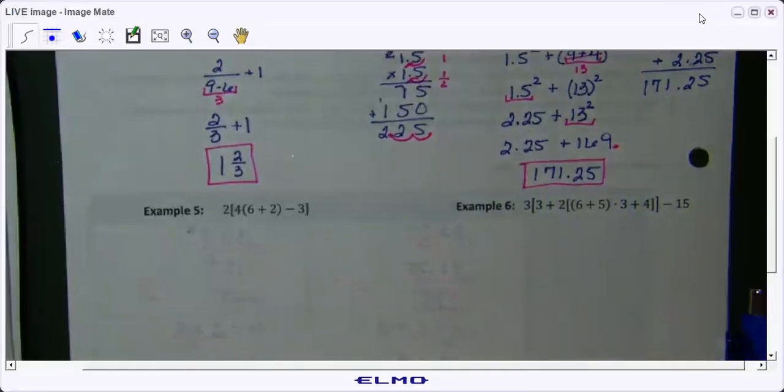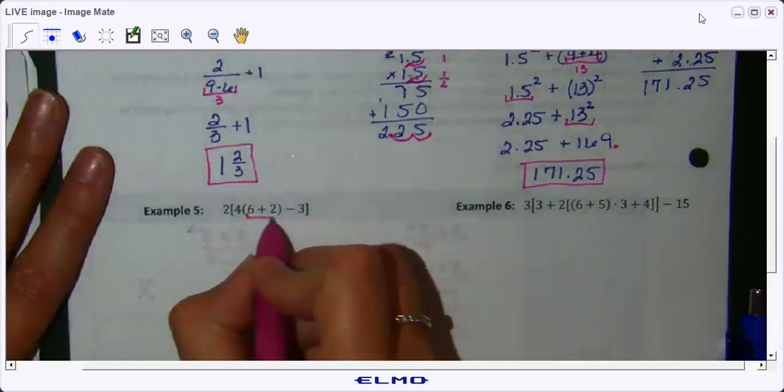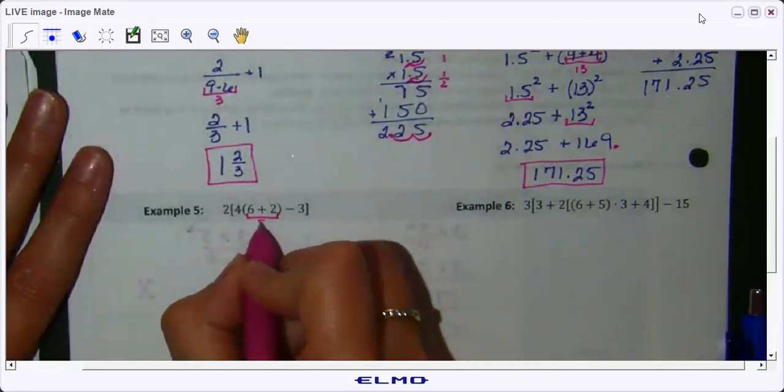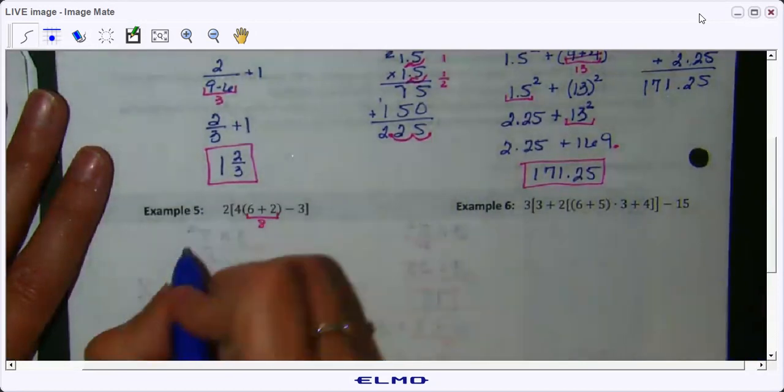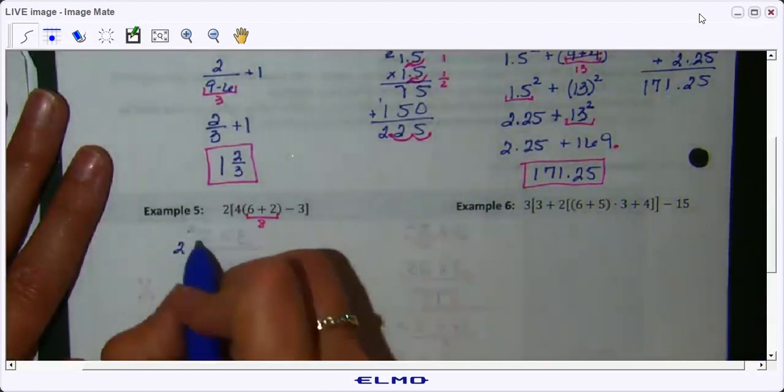Okay, so for example 5, I do the parenthesis first. 6 plus 2 is 8. Then I rewrite everything else.